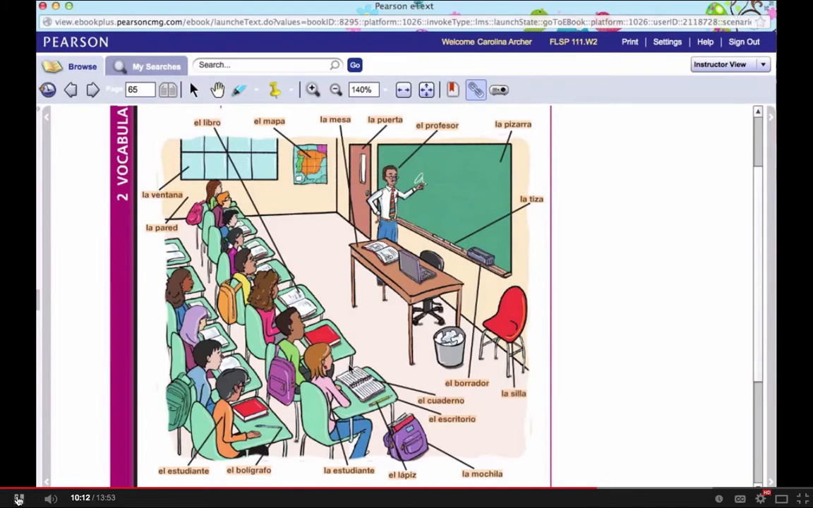El cuaderno, the notebook. El escritorio, the desk. La mochila, el lápiz. El estudiante, or I mean la estudiante, it's a girl. La estudiante, and if it's a guy, it's el estudiante. The word doesn't change, it's the same one. El bolígrafo, la pared, the wall, la ventana, el libro, el mapa. There you have another word that ends in a, but it's masculine, so that's another exception. El mapa, okay? It's not la mapa, it's el mapa. Y la mesa y la puerta.